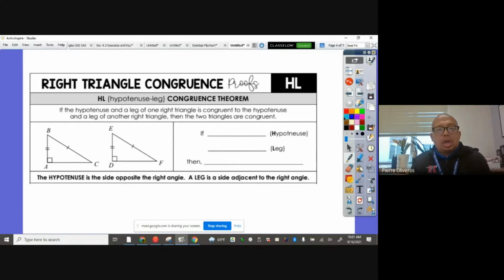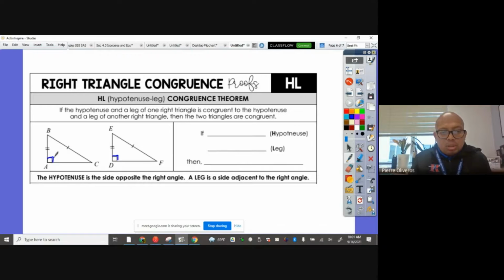Next, right triangle congruency proof, the HL. If the hypotenuse and a leg of one right triangle are congruent to the hypotenuse and a leg of another right triangle, then the two triangles are congruent. Remember, guys, that the two right triangles are equal already at a certain angle, which is where the 90 is. Because wherever the 90 is, they're always going to be equal, because they're both right angles. That's part of the right angle theorem.